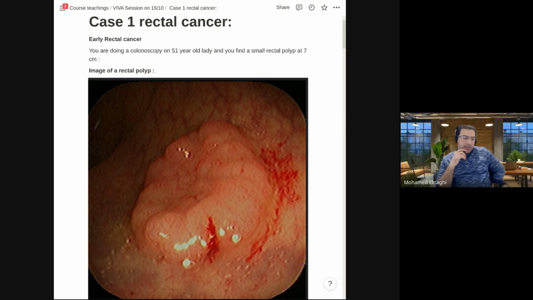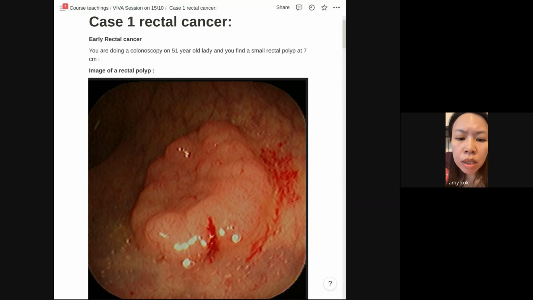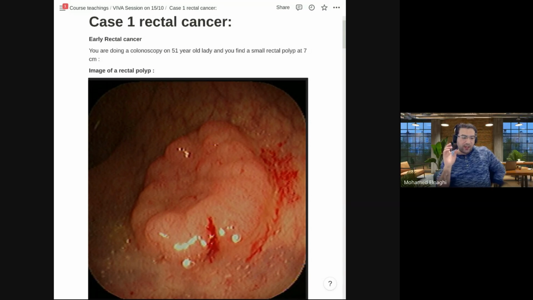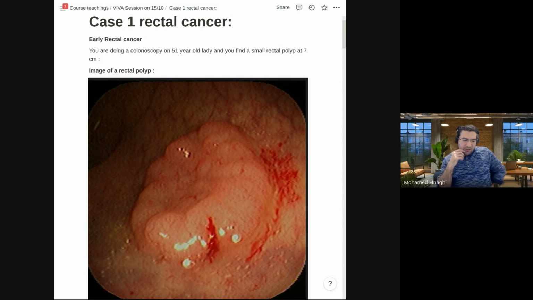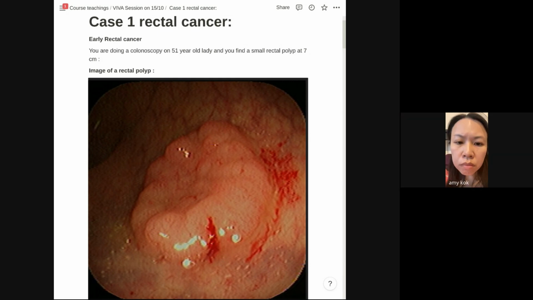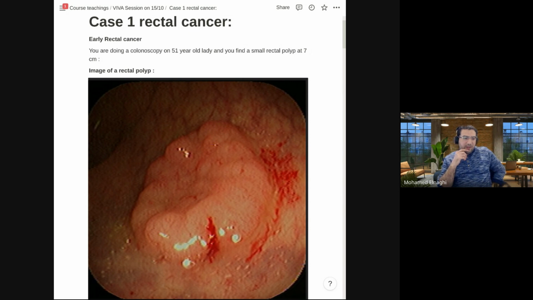Okay, excellent. So you did the NBI, you did the magnification, and you think from what you've seen, it looks like more of a benign polyp rather than a malignant polyp. So this is what you think. It's difficult to say. As you can see, there is a central depression, which may be suggestive of invasion. But on the NBI images, there is maybe a pit pattern type 3, and you are not sure if it is benign or malignant.